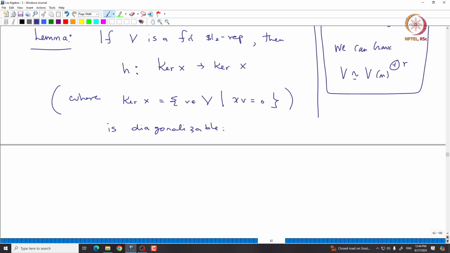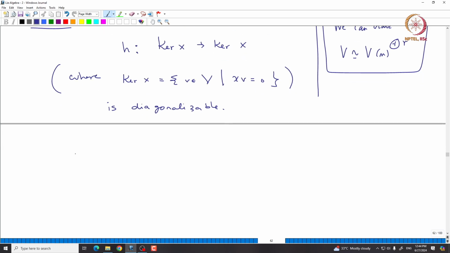As I said earlier, we are expecting the operator H to act diagonalizably on the entire V, but for the time being we can prove that it is diagonalizable on kernel X, and later we will use this to prove it acts diagonalizably on the entire space. So, that is actually an application of this theorem. We are proving the weaker version, but that is good enough. Okay, how can one prove this?